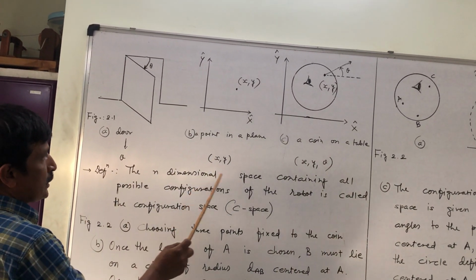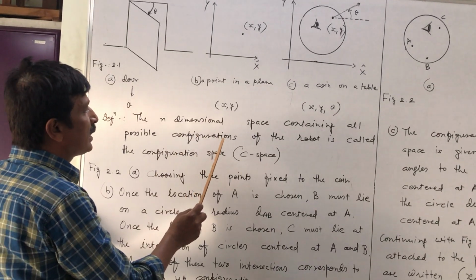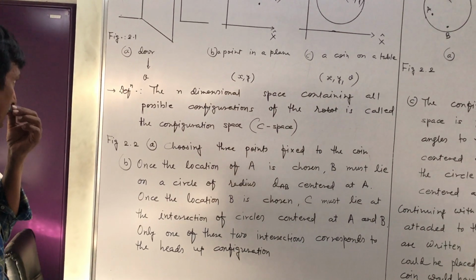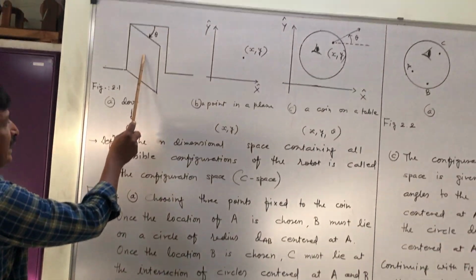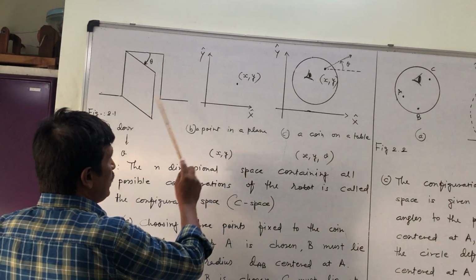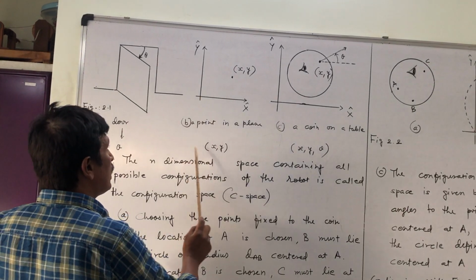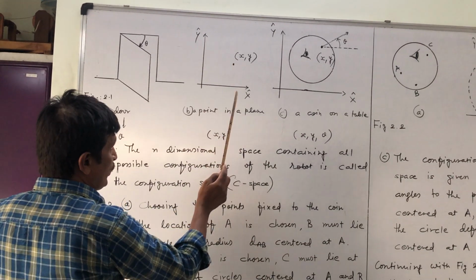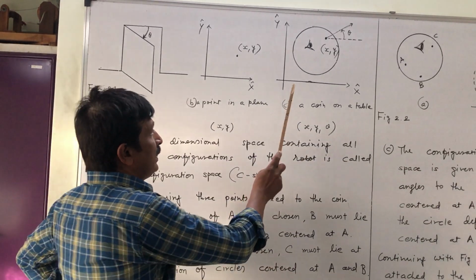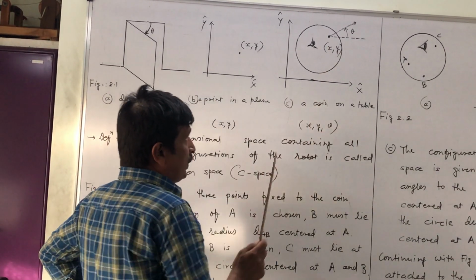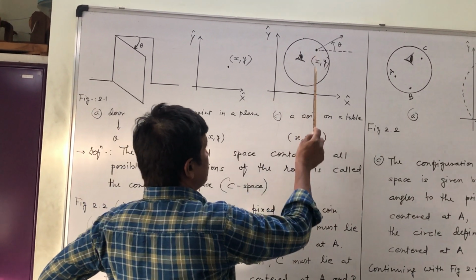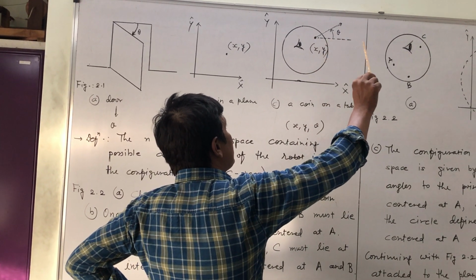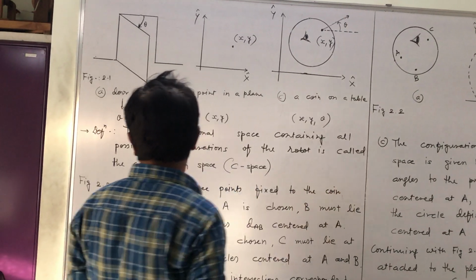The n-dimensional space containing all possible configurations of the robot is called the configuration space, C space. Here we require just theta to represent it. Here we require two numbers. One is the x coordinate, and the other is the y coordinate. Here we require three numbers: one point, x coordinate, y coordinate, and for orientation, some angle theta with a reference line.